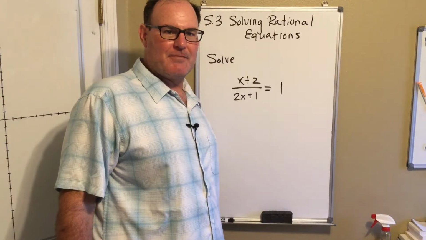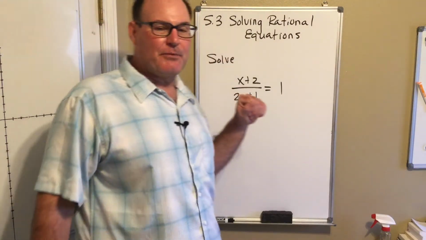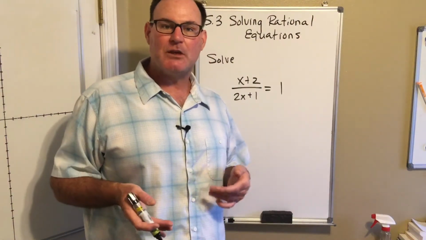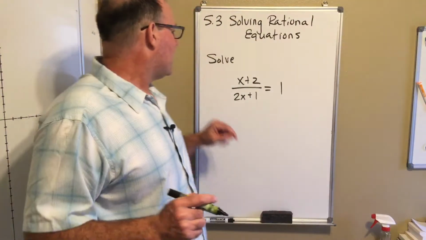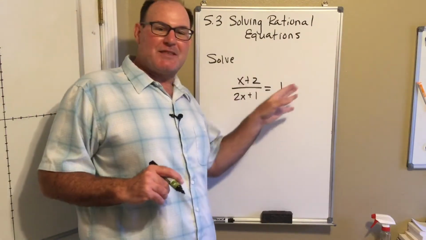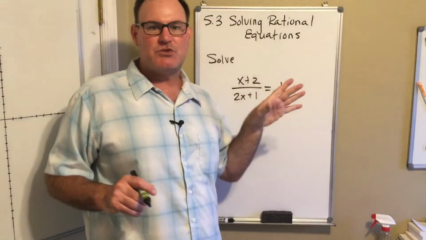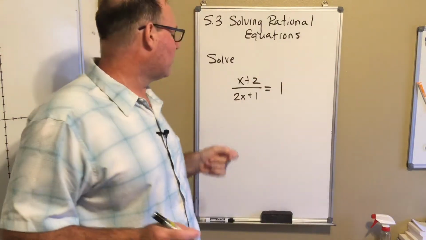All right, everybody. Section 5.3, we're going to solve rational equations. For most of you, this is probably a review of something you did in intermediate algebra. So we are going to solve with maybe the simplest type of rational equation. We've just got one fraction equal to a number. You're going to see a bunch of these in your homework.